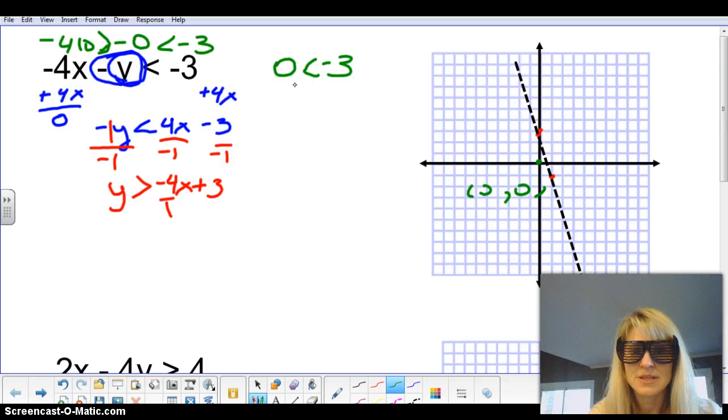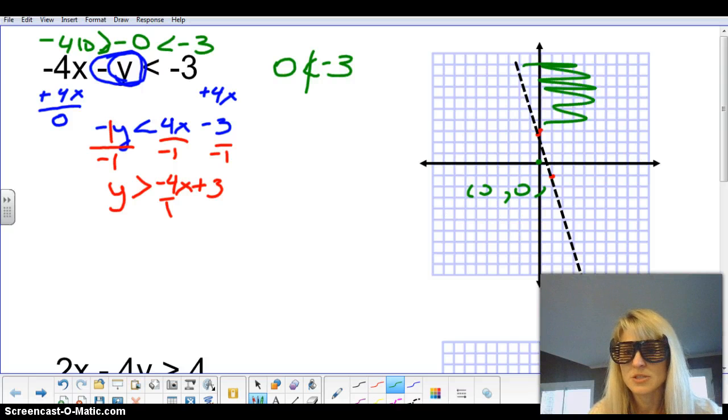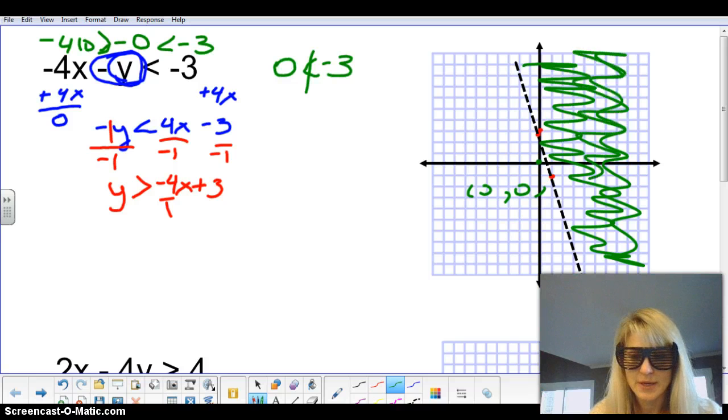So therefore, this statement is false. So these points on this side are false. So I'm going to shade these points because these must be true. Okay? So step by step, follow the steps, do the example.